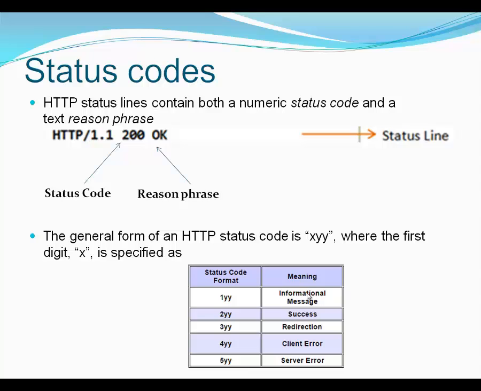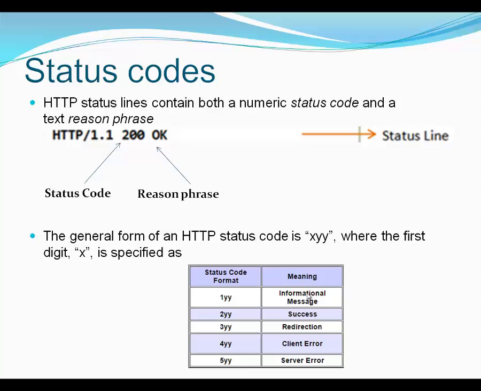Now 3YY is redirection. Suppose you are requesting an object and that object is not present on the server, but it's moved somewhere else. It responds with a redirection message, either 301, that is moved permanently, or 302, that is moved temporarily. Now what's the difference between 301 and 302? If the object is moved permanently, that means it's not coming back. That means even the caching server or the search engines can cache this data, and the location which comes in 301 can be cached.